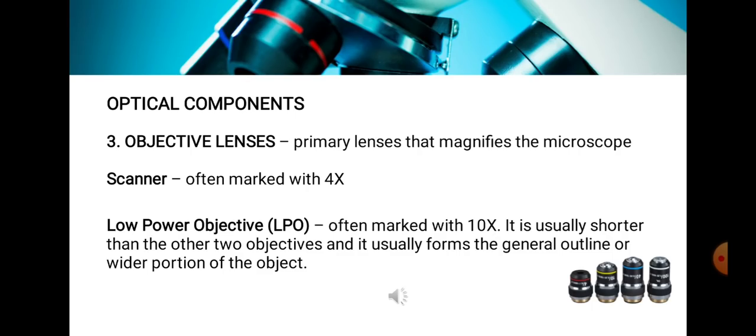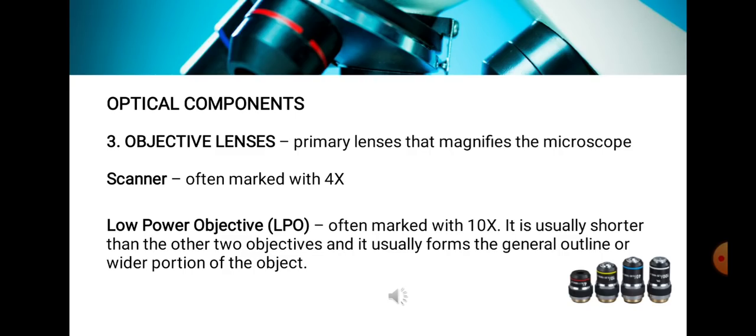Next, we have our objective lenses. These are the primary lenses that magnify the specimen. Usually, you will find 3 or 4 objective lenses on a microscope. The most common ones are 4 times, the shortest lens, 10 times, 40 times, and 100 times, which is the longest lens.